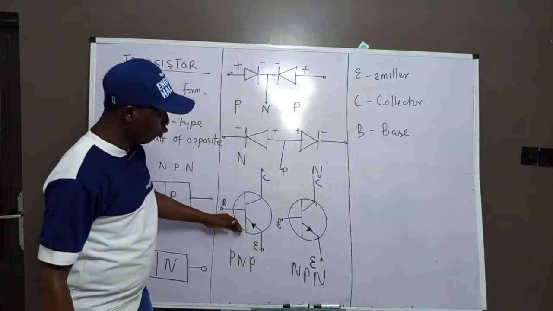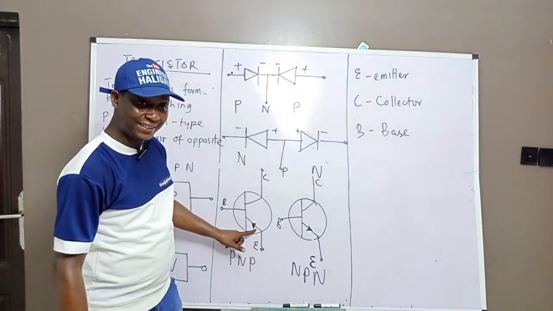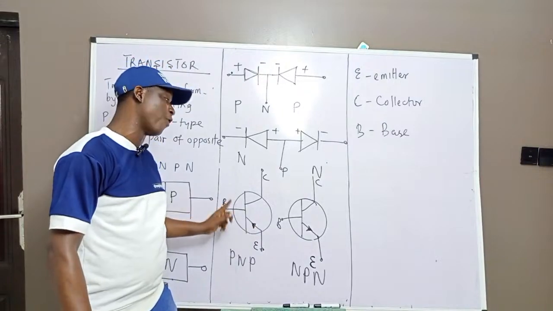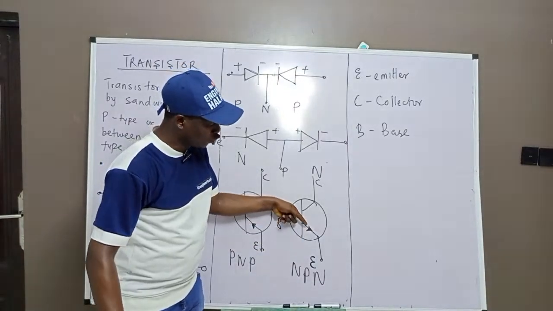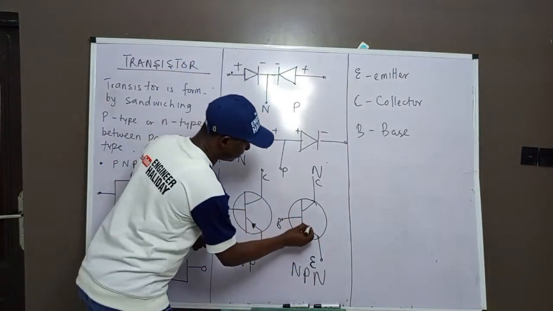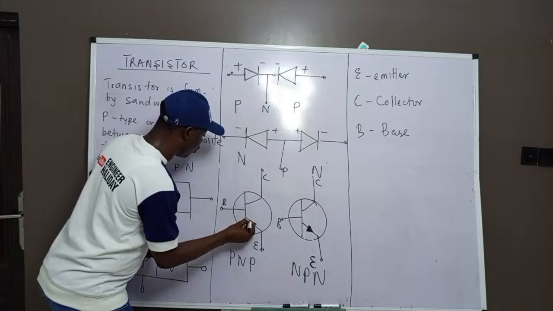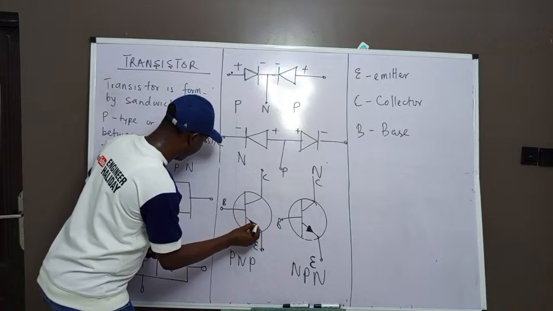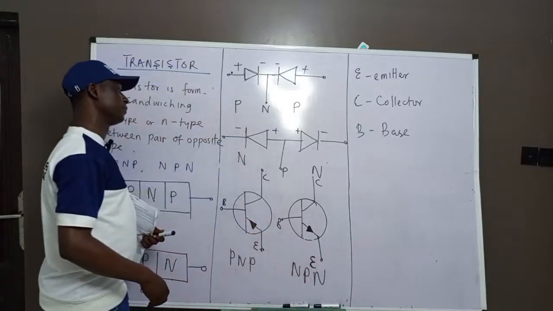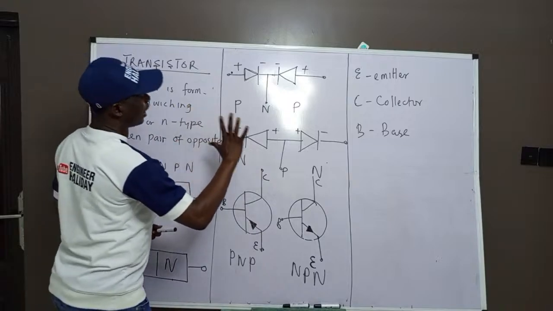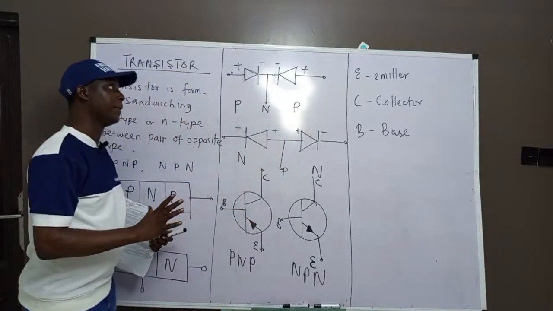Now, how do you know your PNP? Look at the arrowhead. Anytime the arrowhead is going away from the emitter, that is a PNP. Whenever the arrowhead is going towards the emitter, we call it an NPN. Then there are two diodes that make up a transistor, and three semiconductors that make up a transistor.